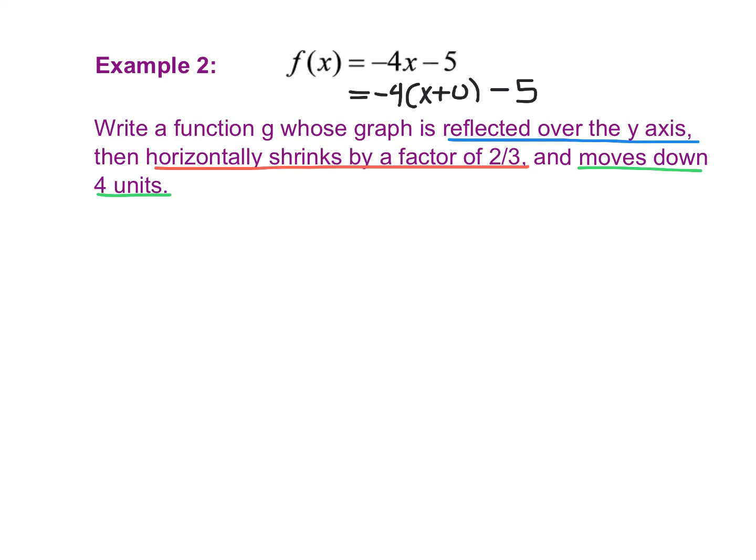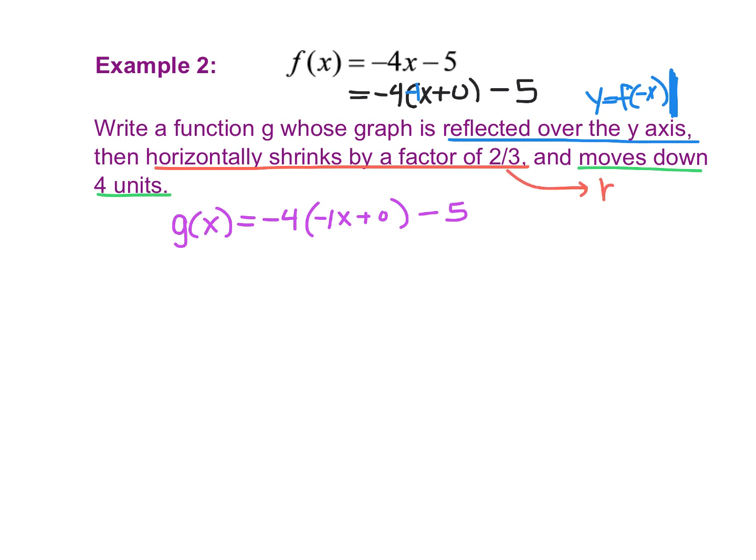As a result, we're going to first start with the reflection over the y-axis. So remember, the reflection over the y-axis is going to be a horizontal reflection. And as a result, we're just going to multiply that x value by -1 on the inside. So we're just going to put a -1 on the inside there. So we have g of x currently is equal to a -4 parentheses -1x plus 0, and then the -5 on the outside.